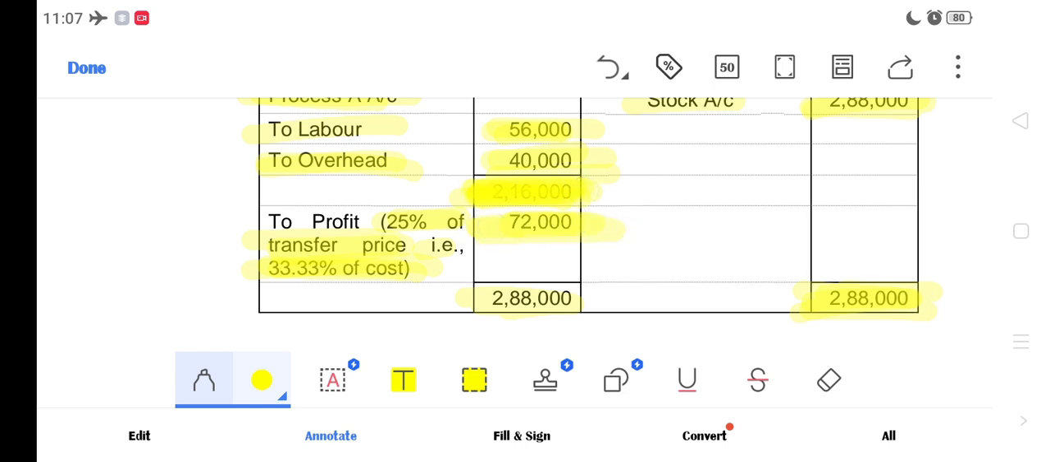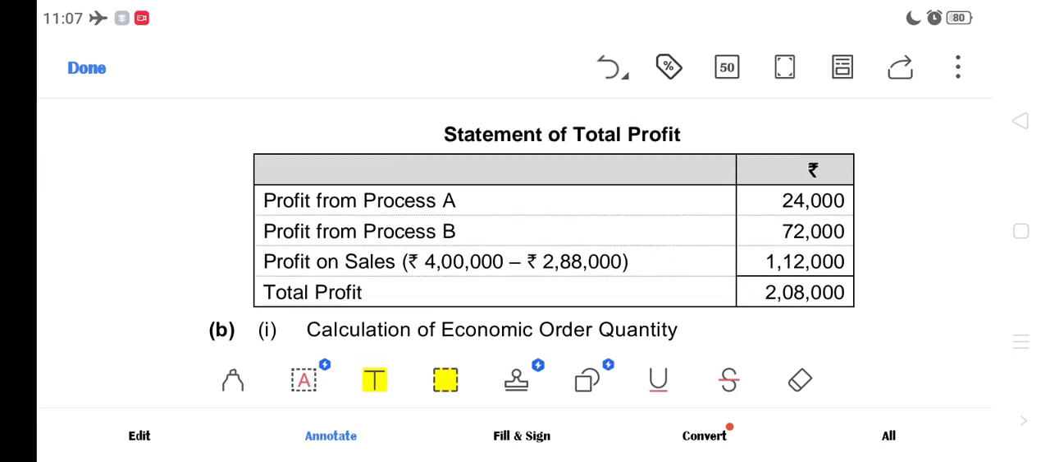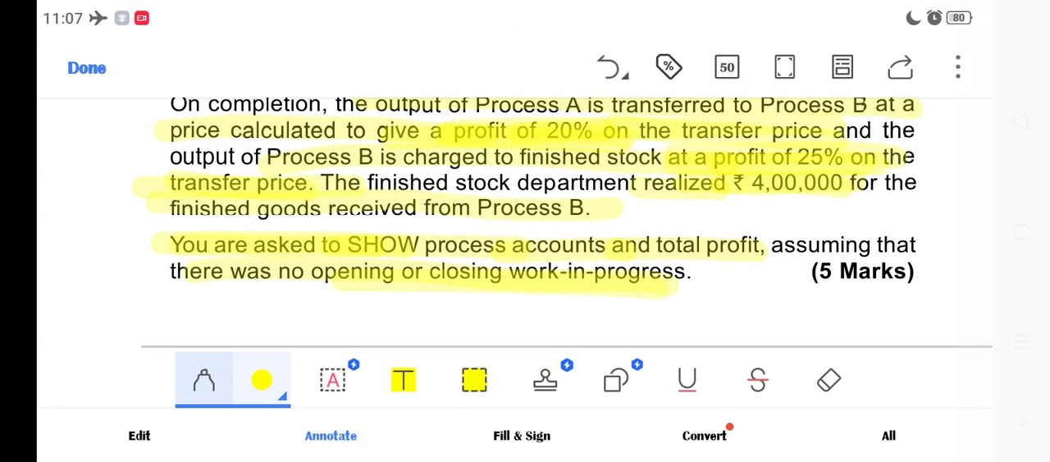Here comes to the profit of 72,000. That's what we have done. No, 33%, 33.33% on cost. So 2,16,000 into 33.33, we get the profit of 72,000, right? Now they have asked only to open the process account. No, see here, show process accounts and total profit they have asked.